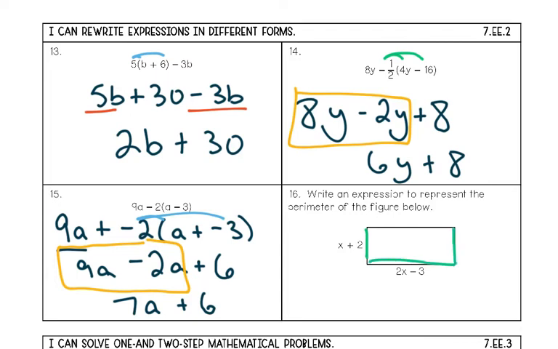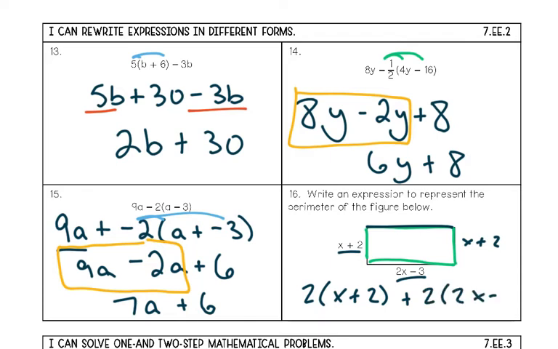It's like all the outsides added up of a shape. So since x plus 2 is going to be the same on this side of the rectangle, I can just take 2 times x plus 2, since again, there's 2 of those. So there's 2 x plus 2's. I'm going to add that to the 2x minus 3. But again, there's 2 of those, one on this side and one on this side. So I'm going to write that as 2 times 2x minus 3. Now that is the expression for the perimeter of this rectangle.